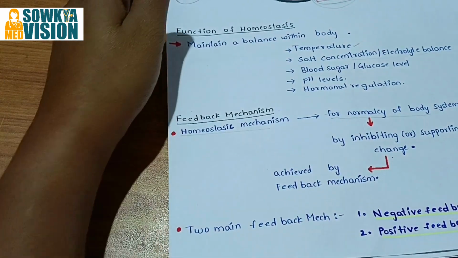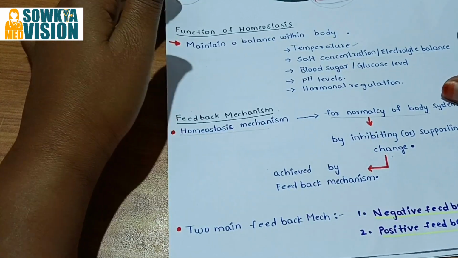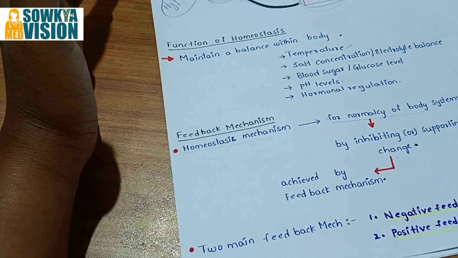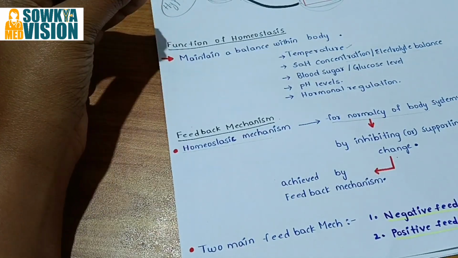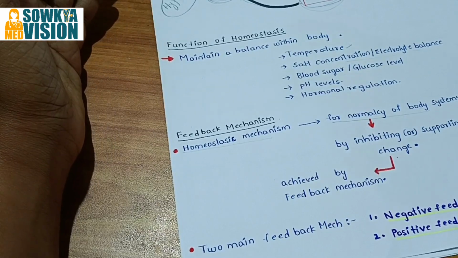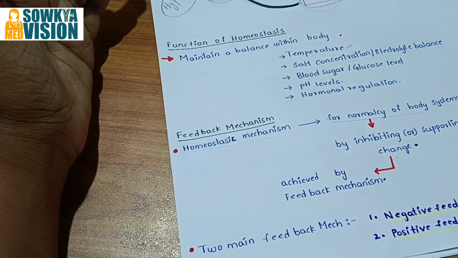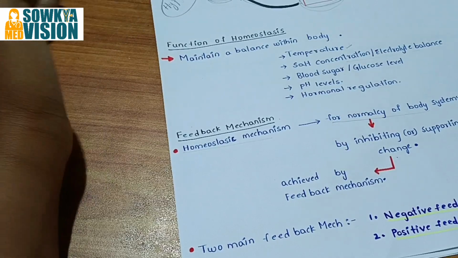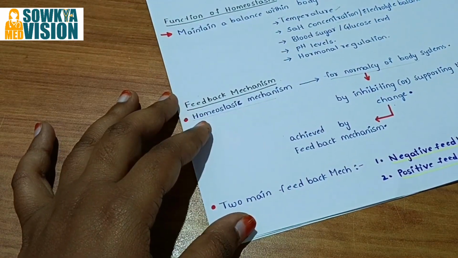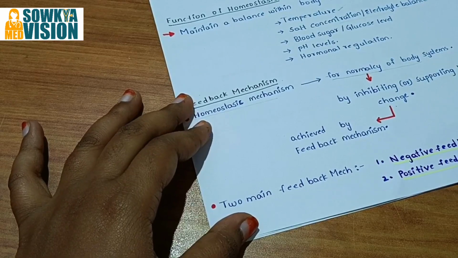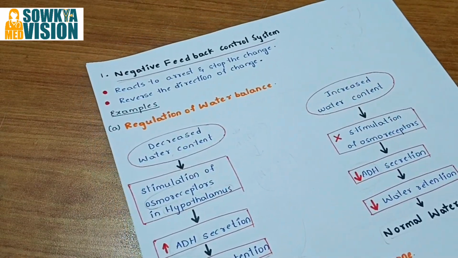The mechanism involved in the achievement of homeostasis is the feedback mechanism. Why does it occur? In order to bring the functions back to normal if there is any internal change or alteration. Through the homeostatic feedback mechanism, normalcy is achieved. There are two main feedback mechanisms: the negative feedback system and the positive feedback system. Let's see each system with its example.